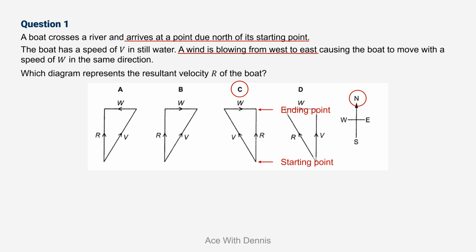The next sentence, a wind is blowing from west to east, causing the boat to move with a speed of w in the same direction. Hence, this vector has to point from west to east and be labelled as w. And the next information, the resultant velocity. The resultant vector connects the starting and the ending points. Hence, r is the resultant velocity, and in diagram C, it connects the starting point and the ending point. Hence, the answer is C.